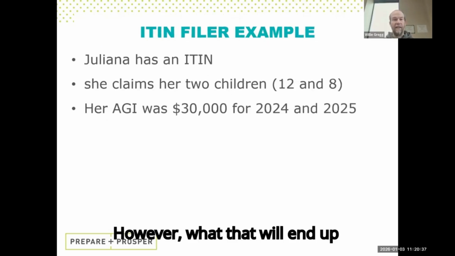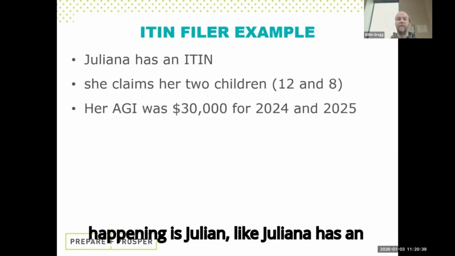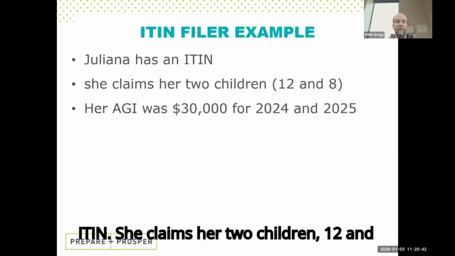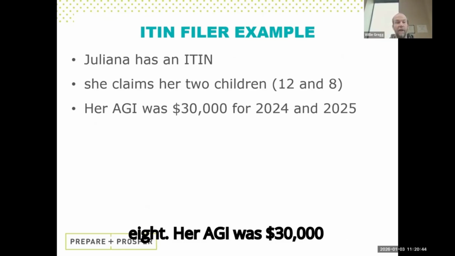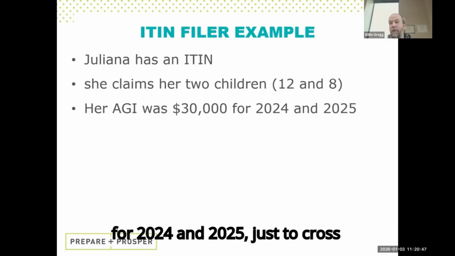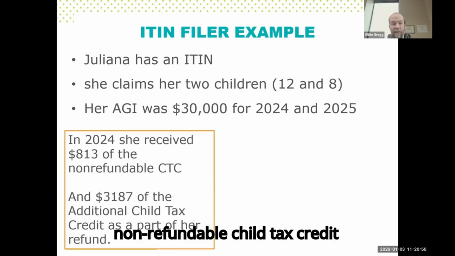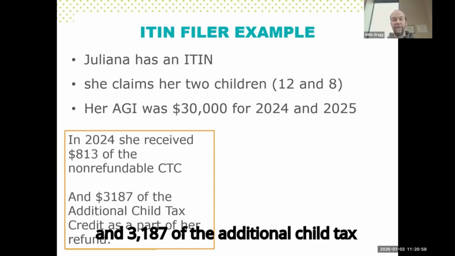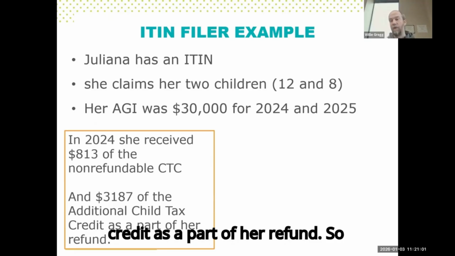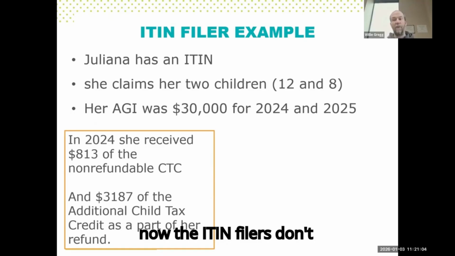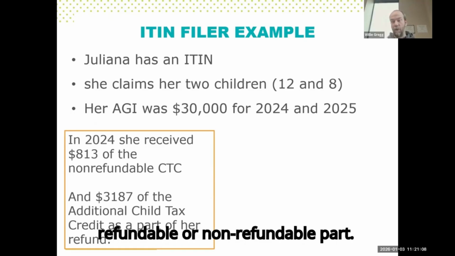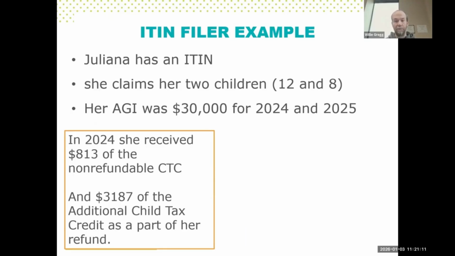However, here's what will end up happening. Juliana has an ITIN. She claims her two children, 12 and 8. Her AGI was $30,000 for 2024 and 2025, just for comparison. In 2024, she received $813 of the non-refundable child tax credit and $3,187 of the additional child tax credit as a part of her refund. So now ITIN filers don't qualify for either part of that, the refundable or non-refundable part.